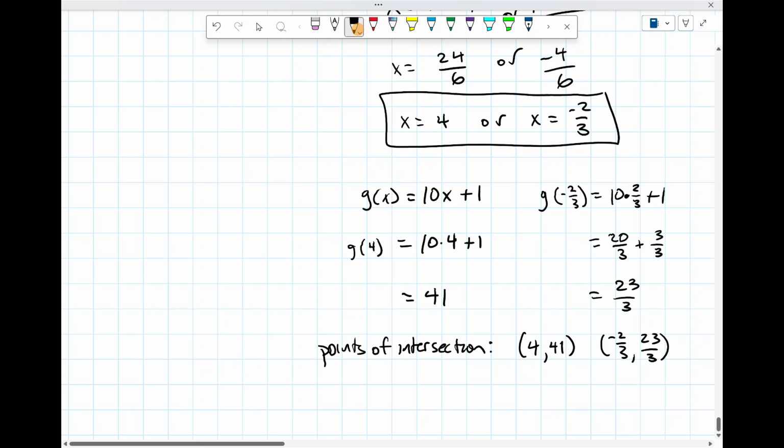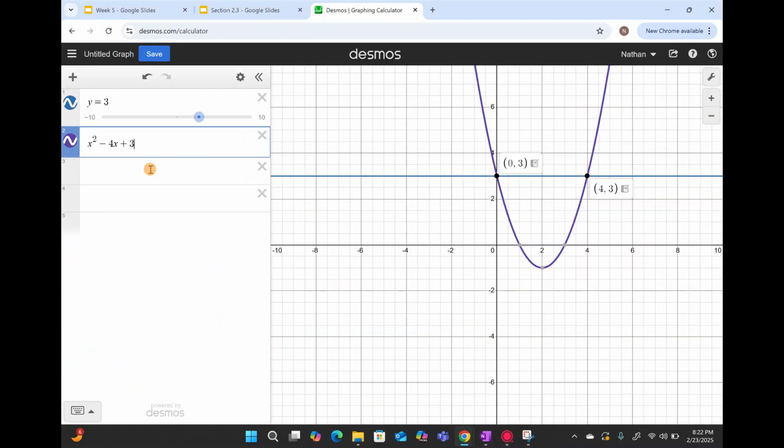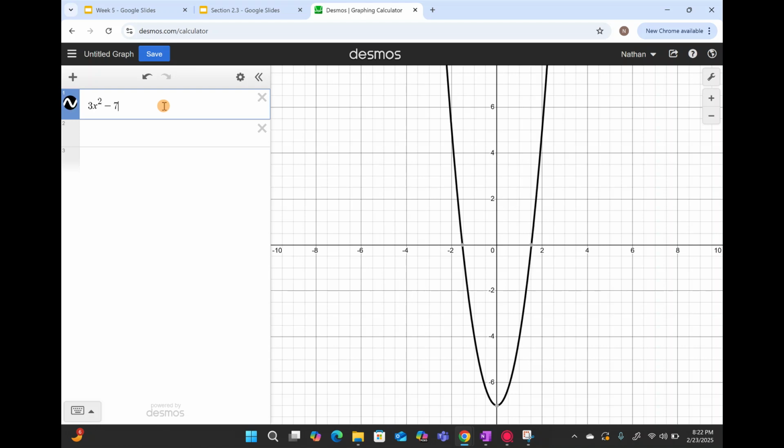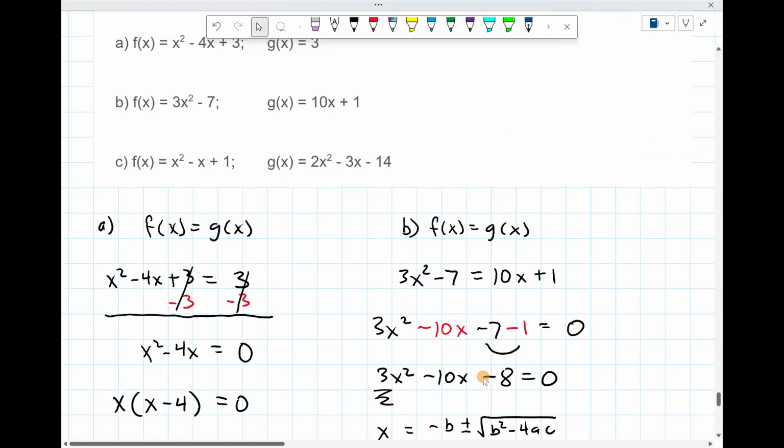All right, let's see if we did this correctly. So I'm going to go back to my original. We'll go to Desmos. So we have 3x squared. Let me get rid of these. 3x squared, I think it was minus 7, and 10x plus 1. All right. So here again you see negative 2/3 and negative 5 point.